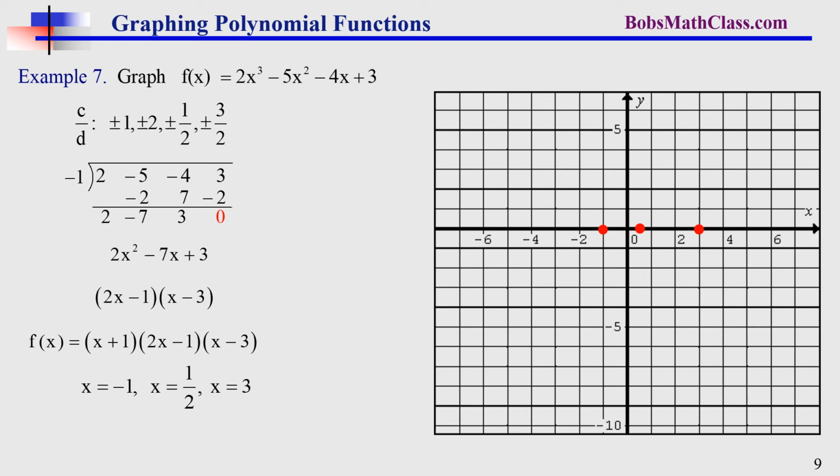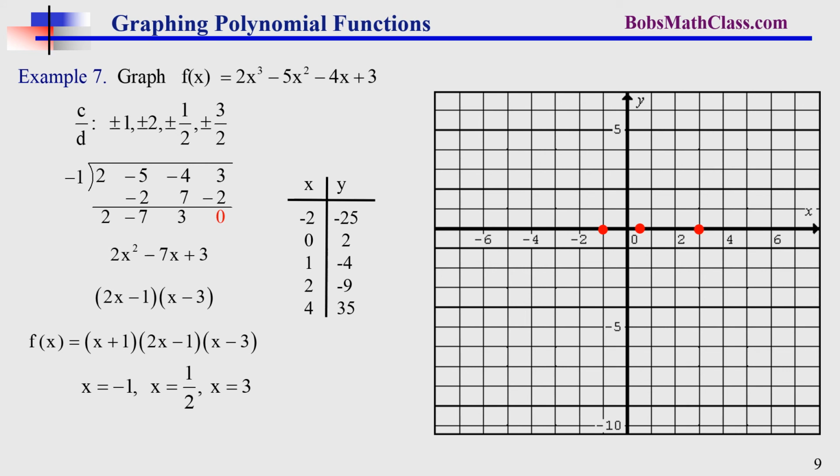We plot them, make a table. So we're going to choose negative 2, and then the numbers in between negative 1 and 1/2, we could choose 0, and then between 1/2 and 3, let's choose 1 and 2. You could choose just one of them if you want. And then to the right of 3, we'll pick 4.